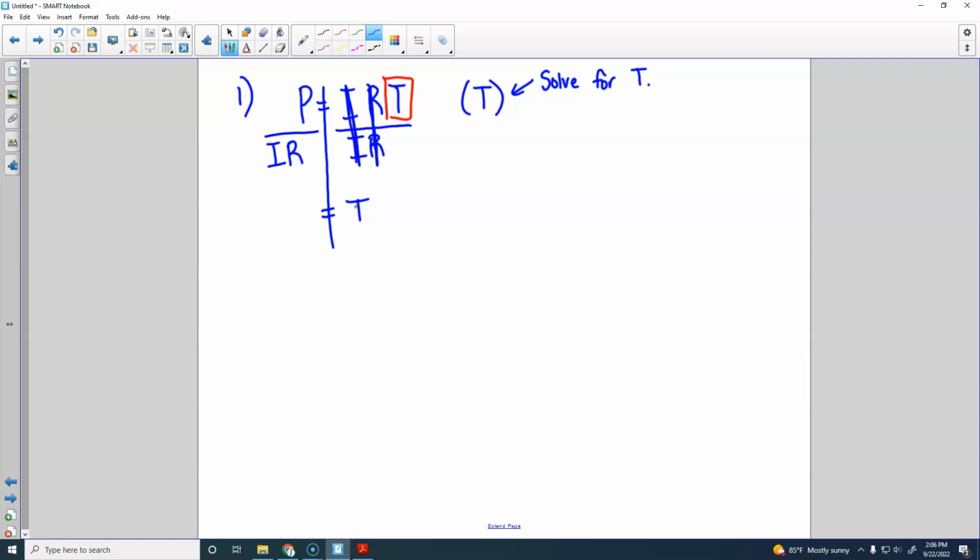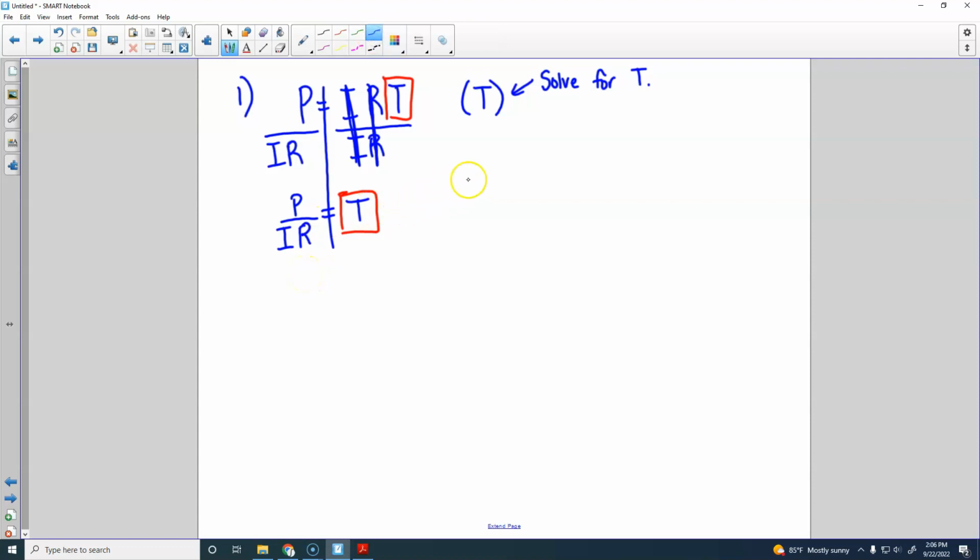Now, P, I, and R, those are not like terms. They're all different letters, right? So there's nothing I can do over there on this side. I like these problems because you can't mess them up by forgetting a negative or saying that 2 minus 3 is 7 or something crazy. Because this is your answer. Right now, T is by itself, and it equals P divided by I times R. You just leave it. That is your answer.